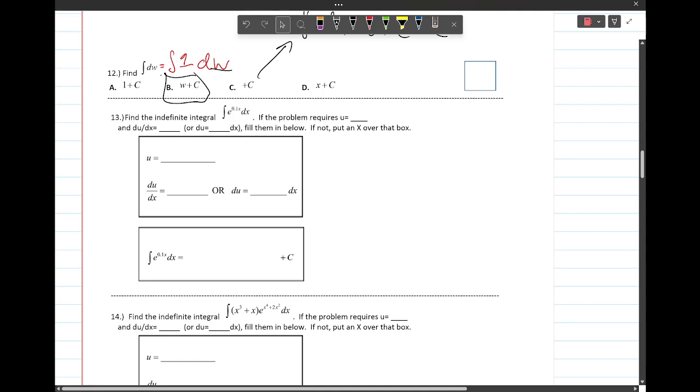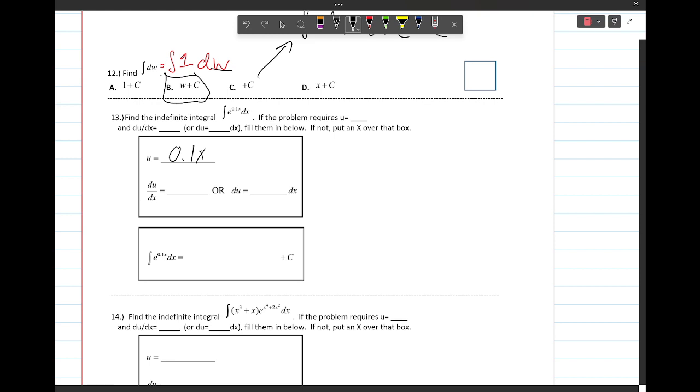Find the indefinite integral if the problem requires u substitution. Oh, so what it's trying to get at here is, does this problem require u substitution? If so, fill in the rest of this, and the answer is yes. So when we want to do u substitution with an exponent, we always just set u to be whatever is in the exponent.